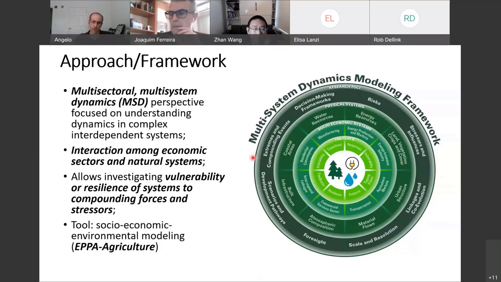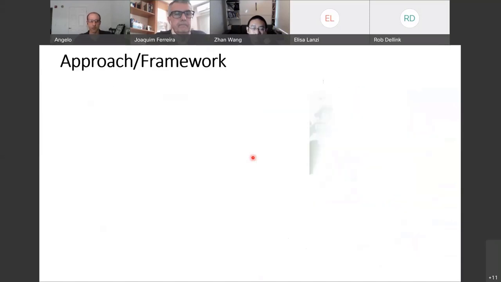So as a first step in our research, we try to jam a lot of environmental things inside our CGE model. So we use the EPPA agriculture model, which is a customized version of the EPPA model. The EPPA is the Economic Projection and Policy Analysis model. Usually this model had a configuration for agriculture that's quite simplistic. We just expand that configuration.